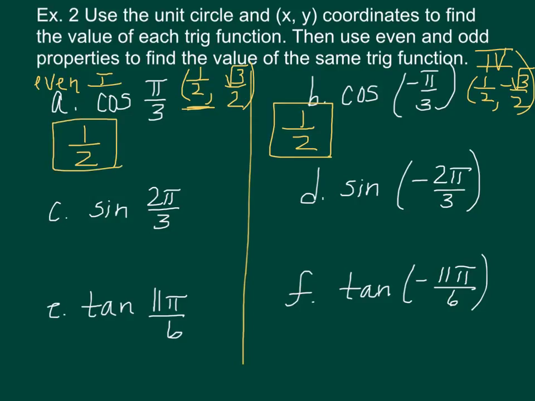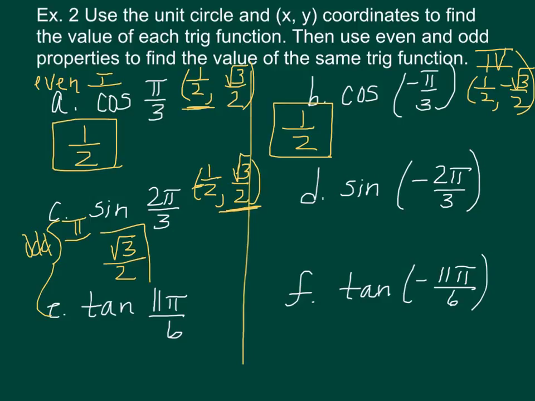Sine and tangent are both odd functions, so their values will not be the same. 2 pi over 3, since it's in thirds, still uses the coordinates 1 over 2 and radical 3 over 2. The difference is 2 pi over 3 is in quadrant 2. In quadrant 2, the x is negative, but the y value is positive. And since sine is the y value, that answer is radical 3 over 2.